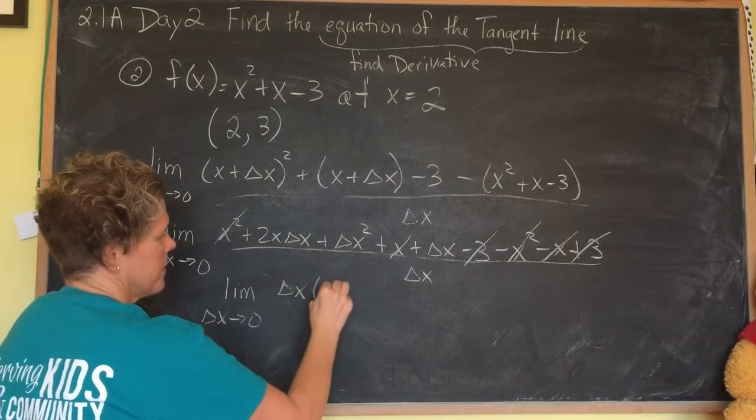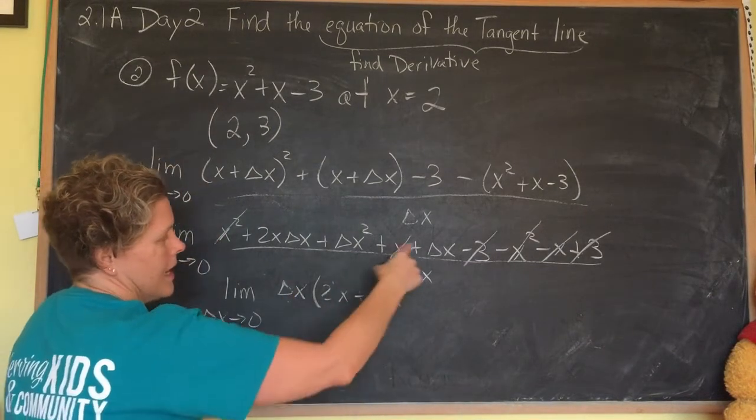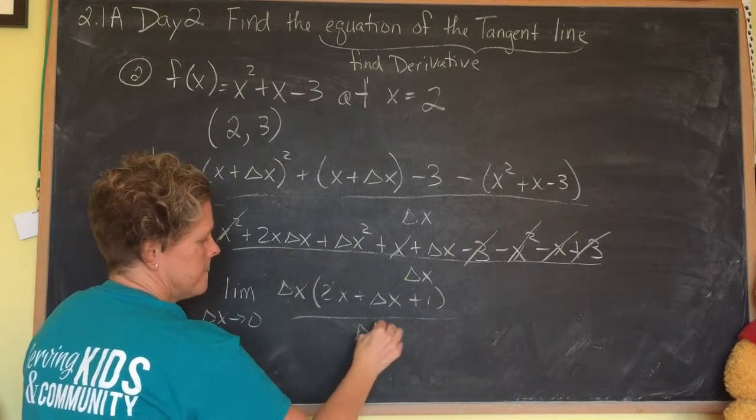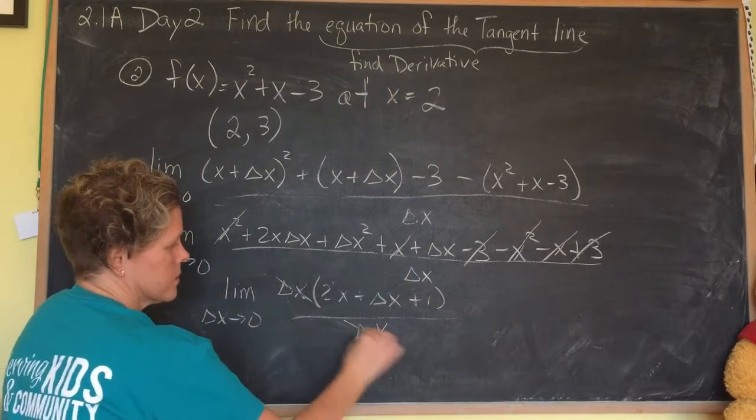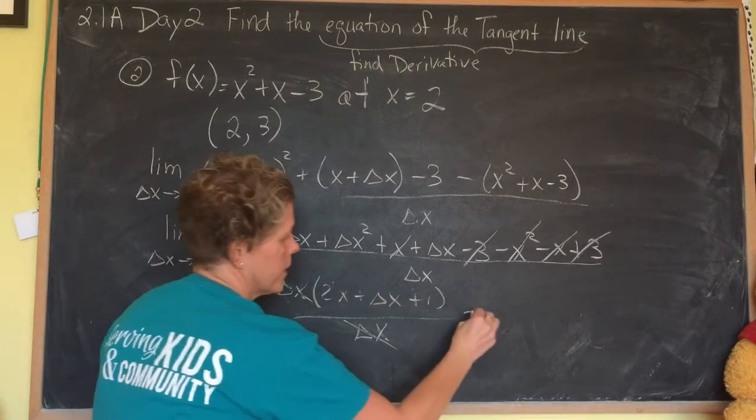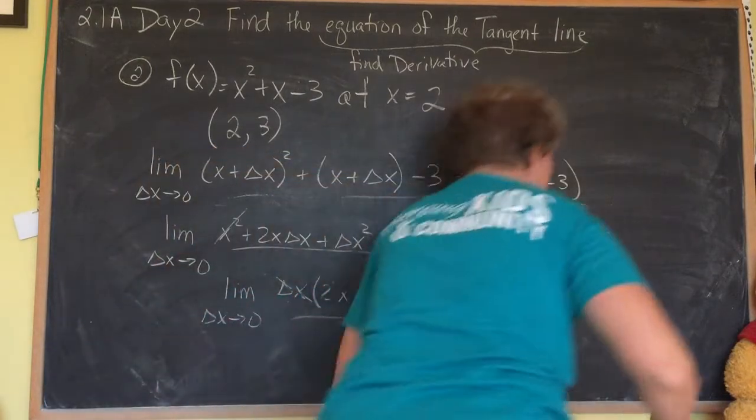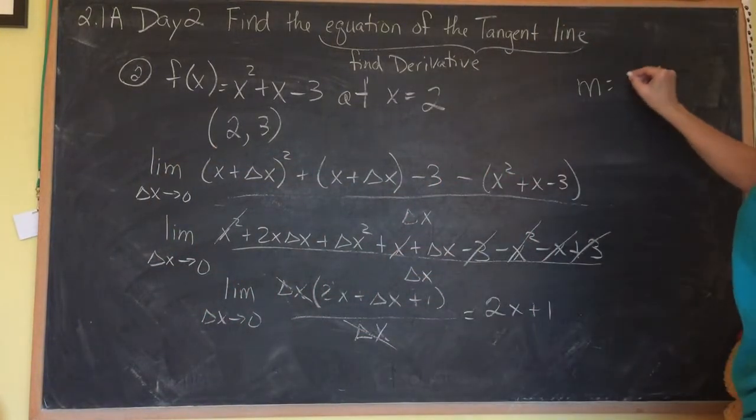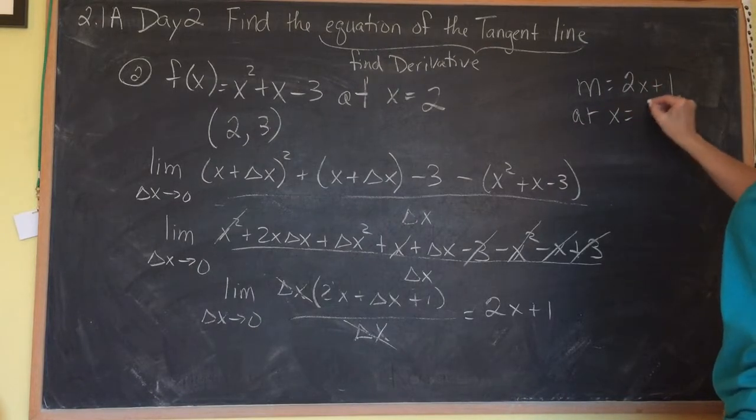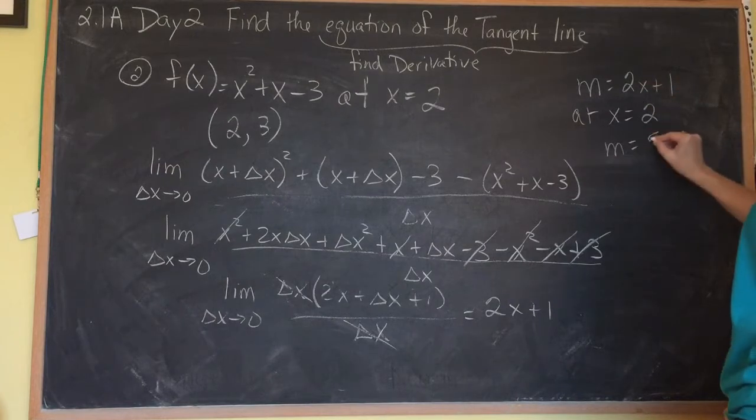take out a delta x. Now remember, I'm taking a delta x out of a delta x. So remember, that's still going to be a plus 1. Okay, that cancels. So now we're in good shape. If I put 0 in for delta x, well, that leaves me then with just 2x plus 1. Okay, so that means my slope is 2x plus 1. But now I want it at x equals 2. So if I put 2 in here, I get a slope of 5.